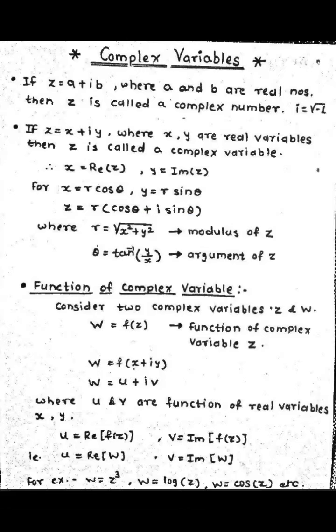Now, the next point is function of a complex variable. Consider two complex variables z and w. This z is one complex variable whose value is x plus iy, and this w is also a complex variable, and these two variables are connected with each other by the relation w is equal to f of z.